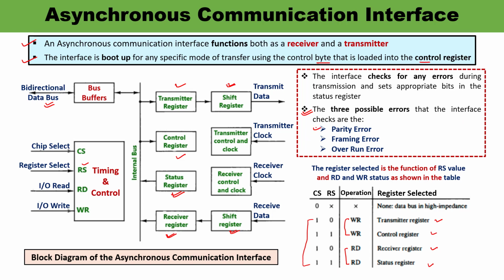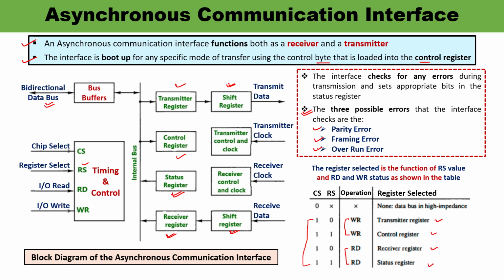First is the parity error. Parity error means the number of ones in the received data is not of the correct parity, meaning odd parity or even parity. Second is the framing error. This kind of error occurs if the right number of stop bits is not detected at the end of the received characters. If there are, suppose, 4 stop bits and the detected number of stop bits is 3, it means there is a framing error.